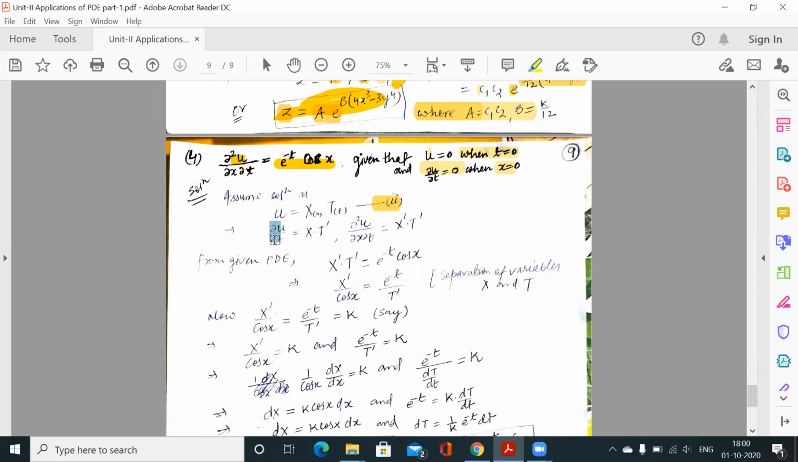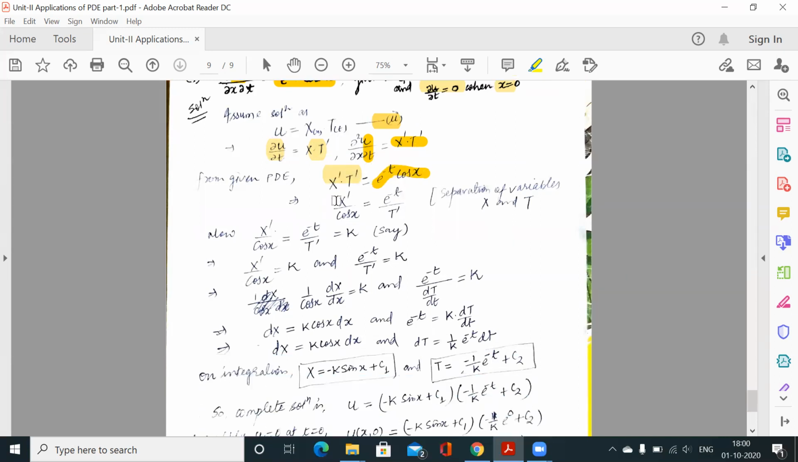So first ∂u/∂t is X T dash, and ∂²u/∂x∂t is X dash T dash, because we have to differentiate this with respect to x now. So substituting this in the given differential equation, X dash T dash is equal to e to the power minus t cos x. Now make the separation. So X dash over cos x is equal to e to the power minus t over T dash.